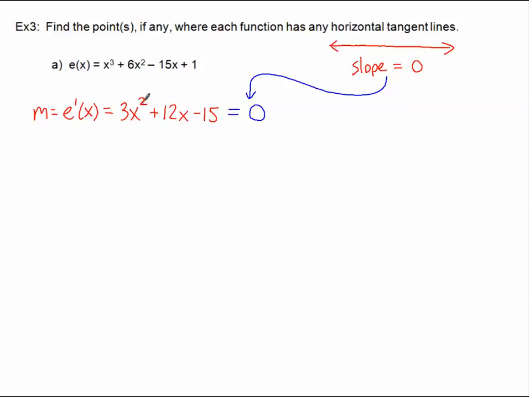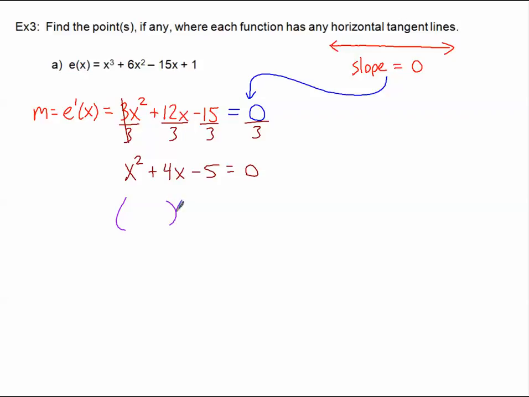So I have a quadratic equation. I know how to solve quadratic equations. I'm going to try factoring first. Actually, the first thing I see is in the 3, the 12, and the negative 15, I see a common factor of 3. And since this is an equation, I can simply divide everything by 3 and get rid of that and get my numbers to be a little bit smaller. So x squared plus 4x minus 5 equals 0. Okay, that's a little bit more manageable.